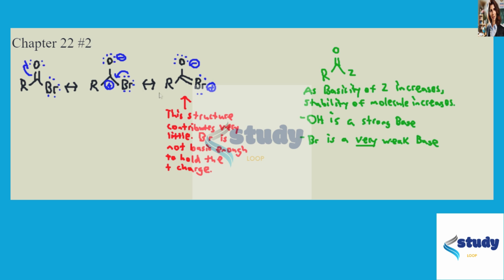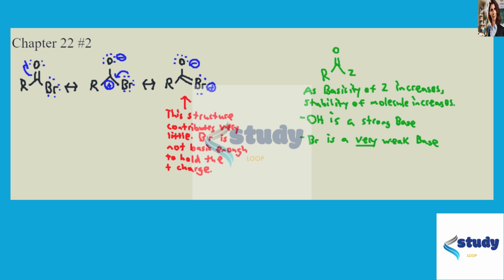The thing to note about these three resonance structures is that bromine is not very basic. Bromide ion is not very basic. And so this structure where the bromine is participating in a double bond and has a formal positive charge on it contributes very little to the resonance structures.